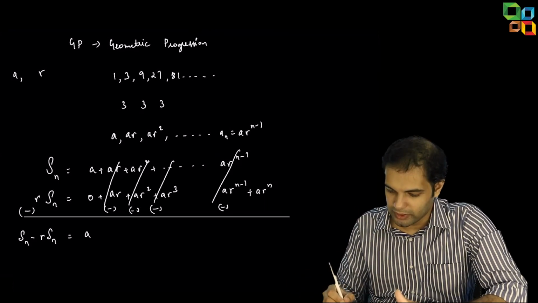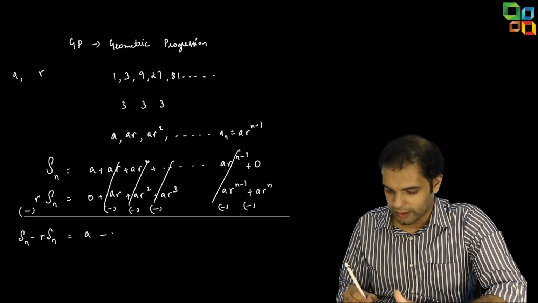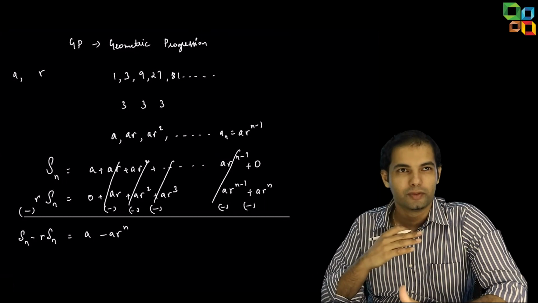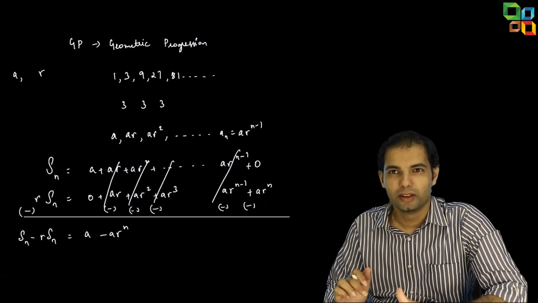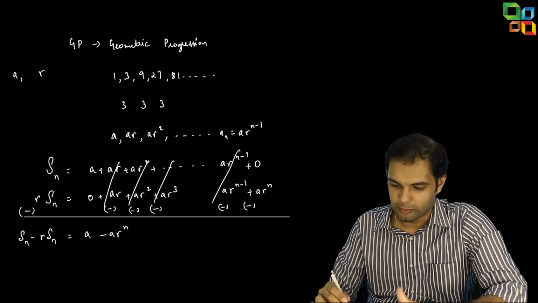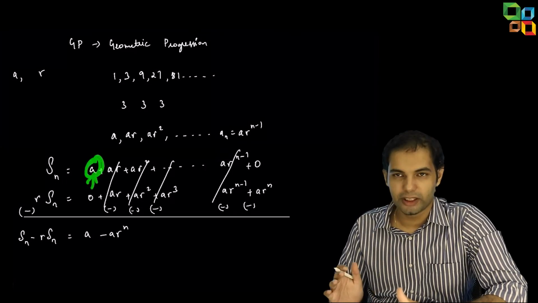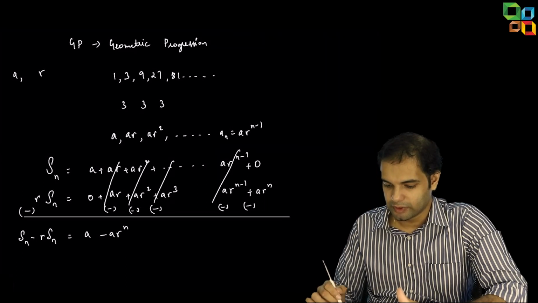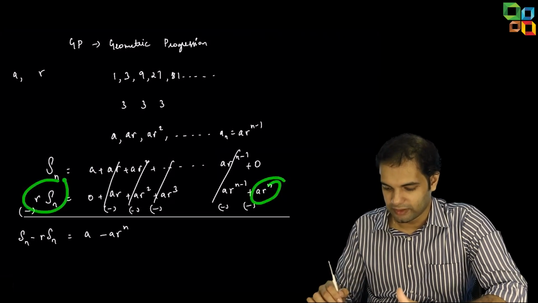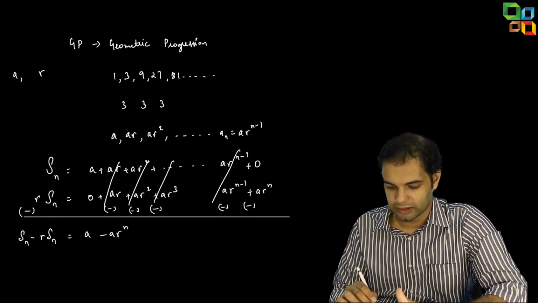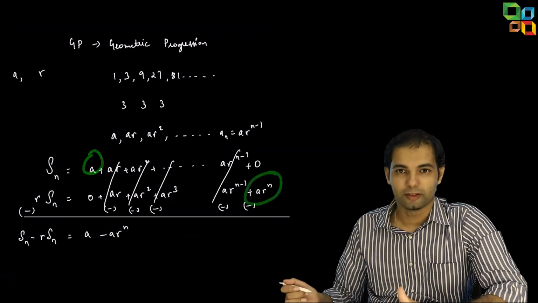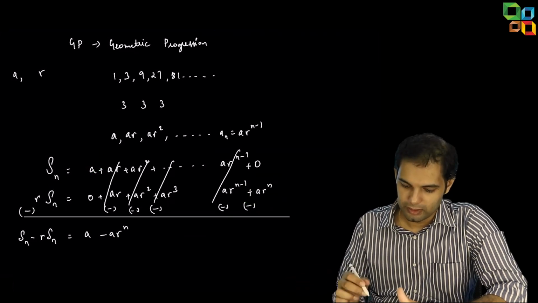What is the only term remaining? Here it was 0. So 0 minus this, so minus ar power n. You see all of the terms are getting cancelled. Only two terms remain. Why do two terms remain? See, a is remaining because I multiply with r, so the first term changed to ar. And this term is remaining in this sequence, I multiply with r, so one extra term. So the first term here and the last term here are remaining. That's it.